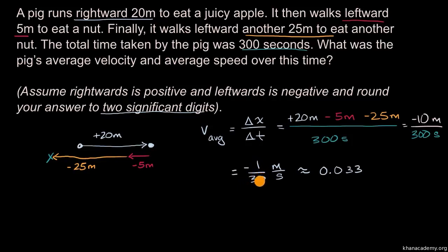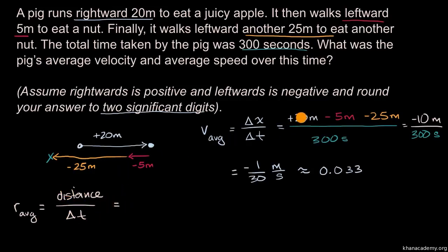Now let's try to tackle average speed. So r sometimes is used for speed, r for rate. Our average speed is not going to be our displacement divided by our elapsed time. It is going to be our distance divided by our elapsed time. And we'll see that these are not going to be the same thing. That's one of the points of this problem. So our distance divided by our elapsed time.